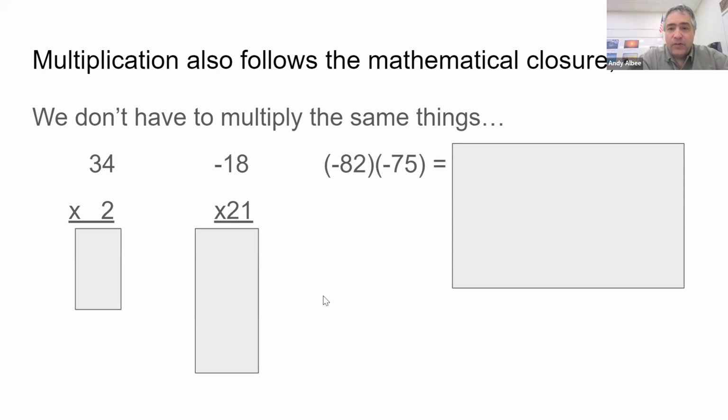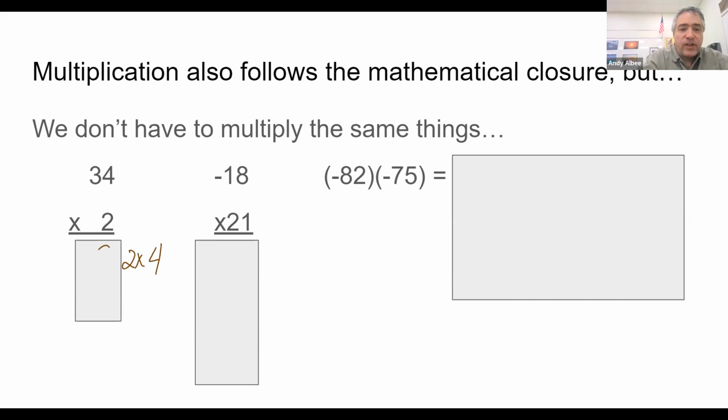The multiplications also followed mathematical closure, but just like before with the addition that we could only add the same stuff to the same stuff and get the same stuff, we don't have to multiply the same stuff to the same stuff here, right? The 34 times 2 is where we can get 2 times 4, which of course gives us 8. But all of a sudden we take 2 times a different number. I'm not multiplying a 1 times a 1. All of a sudden I'm multiplying a 1 times a 10. It just happened to be 3 of them. Sorry, it's not 310, it's 30. And 2 times 30 is 60. And of course we end up with 68 when we're done.